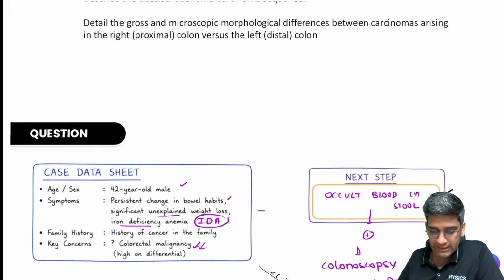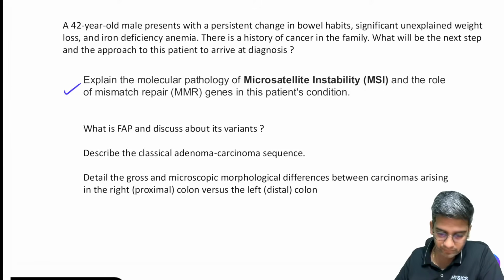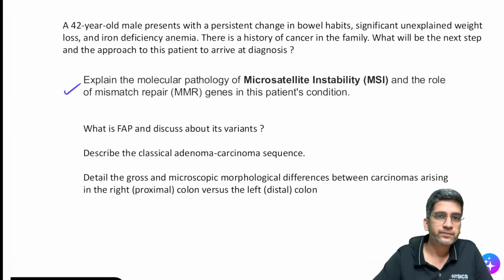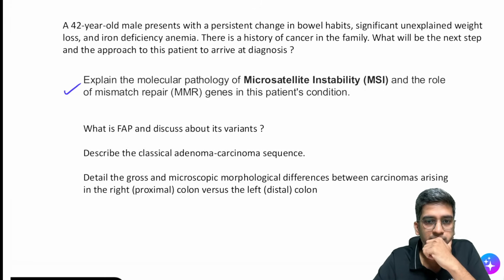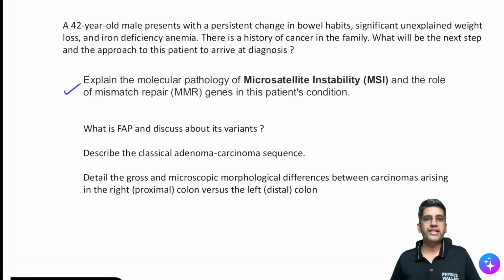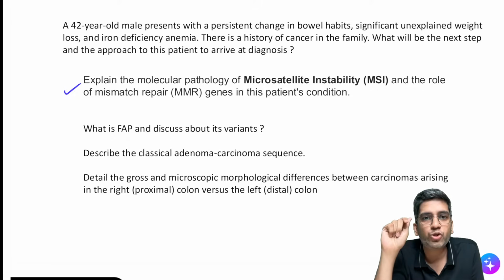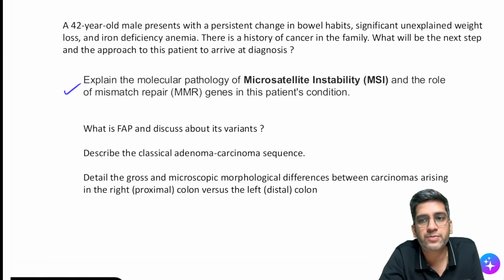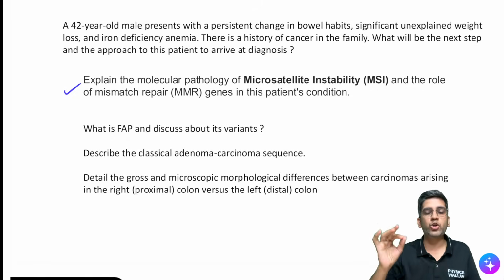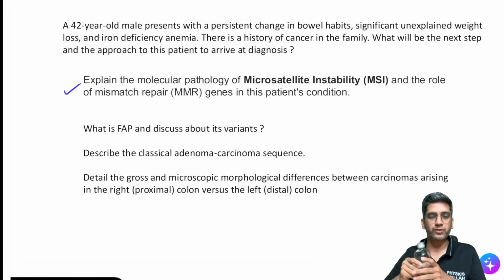Now let's go to the second question here. Does anyone want to try here? Before going to it, I just want to ask one simple question. I'm sure most of you will answer that. Can anyone tell me the syndrome in which microsatellite instability or MMR is abnormal? What is the syndrome's name? You know the answer for sure.